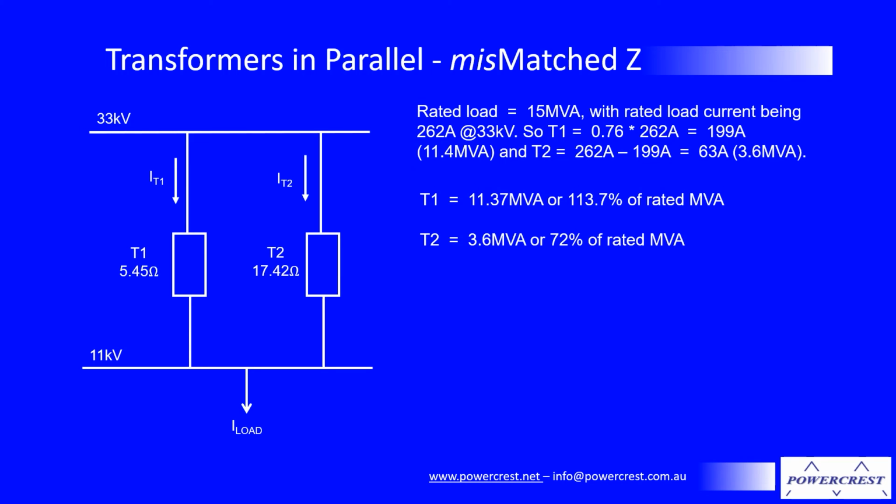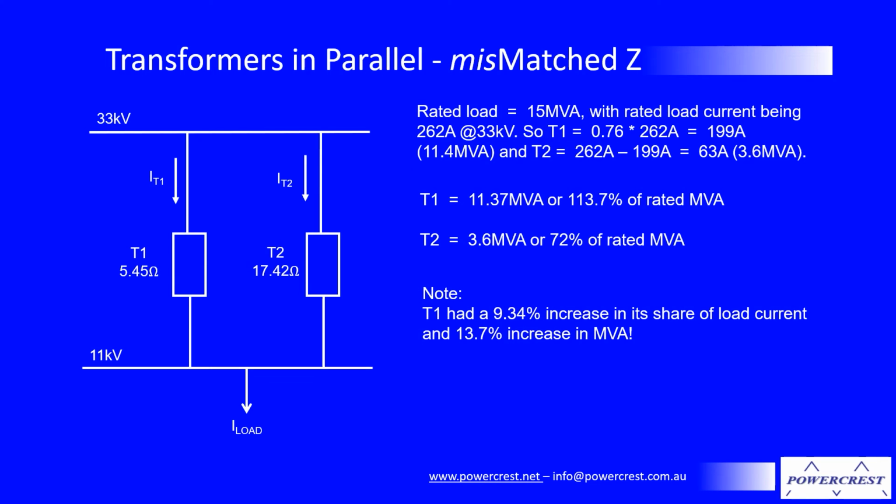So we can say that T1 had a 9.3% increase in its share of load current and 13.7% increase in MVA. For T2, we had a 9.34% decrease in its load current, but a 28% decrease in MVA. So T2 will certainly not be complaining about this situation.